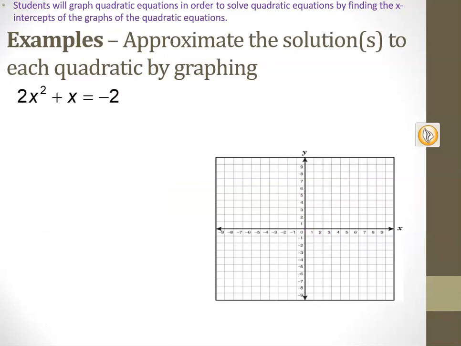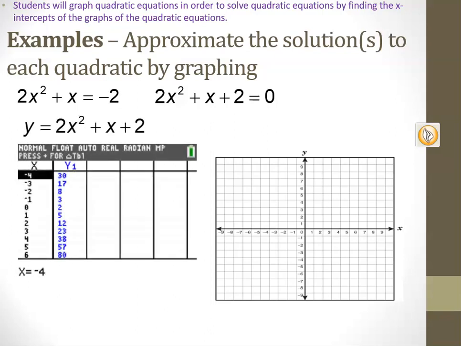Got to get it equal to 0. Type it in my calculator. Get my table of values. Now when I plot these, what we see is there is no x-intercept. So that means there's no solution.